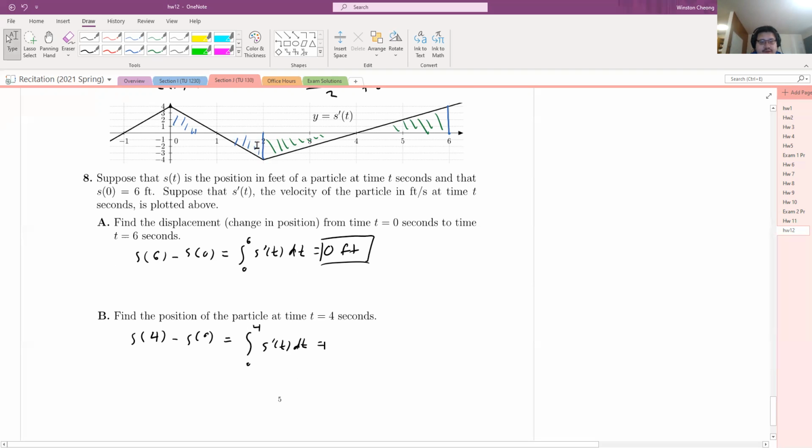So these two things in blue cancel, but this in green, we have part of it. So a half times 2 times -4, which gives you the value -4. Okay. And we can then solve for s of 4, which is what we're after. So s of 4 is then s of 0 plus this -4. s of 0 is given to us as being 6 feet. So this ends up just being 6 minus 4, which is 2 feet.